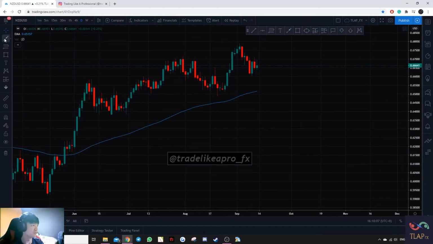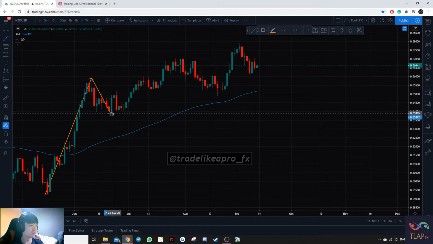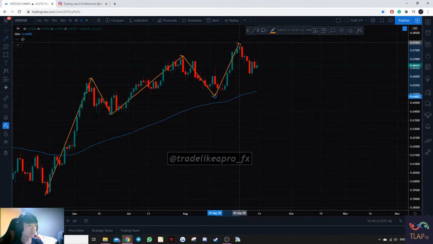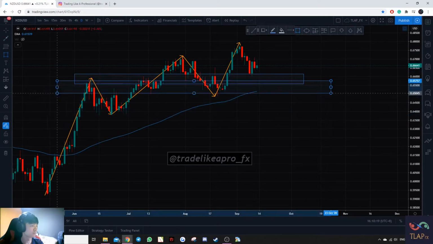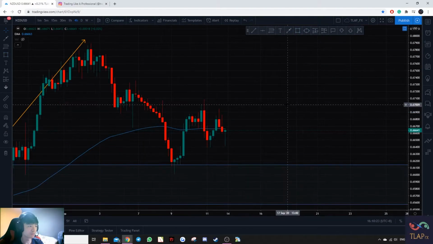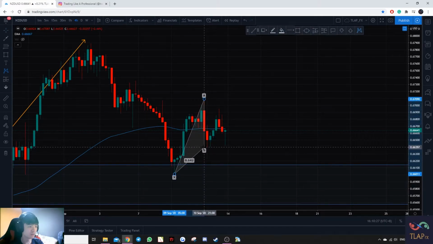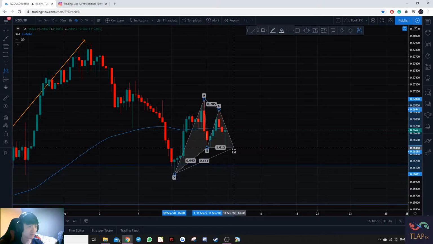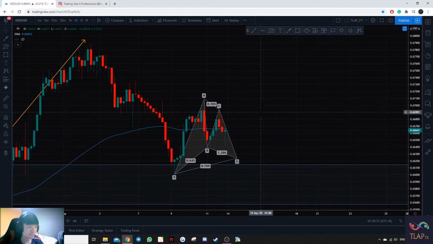Next up, we have the New Zealand dollar. We have prices making higher highs and higher lows. And right now we have prices coming back to retest this crucial level. So dropping down to the lower time frame on the 4 hours, you can see that we have a potential Gartley pattern over here. Completion at the D leg will be the 0.786.